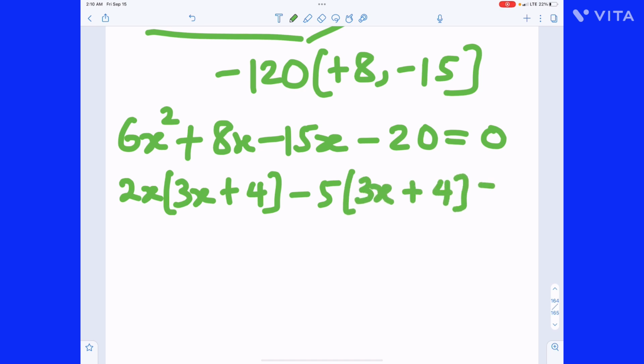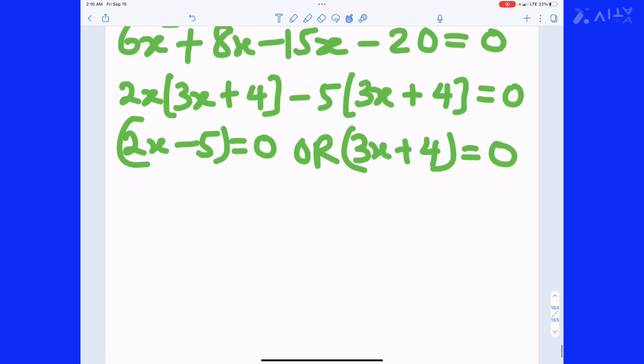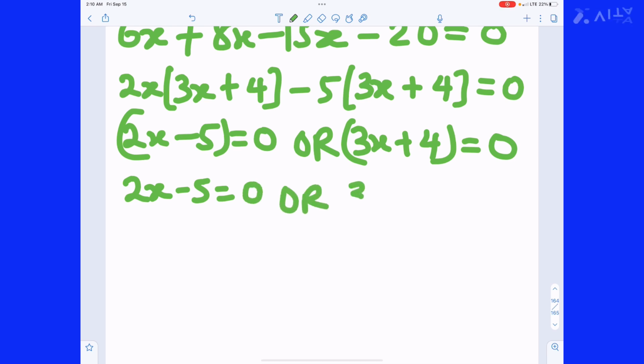3x plus 4 is 0. So my factors are 2x minus 5 is equal to 0, or 3x plus 4 is equal to 0. What does this give you? This gives you 2x minus 5 is 0, or 3x. I should be writing 2x is 0 plus 5.